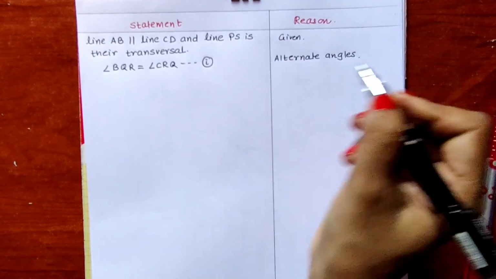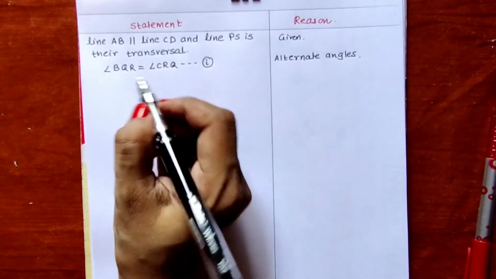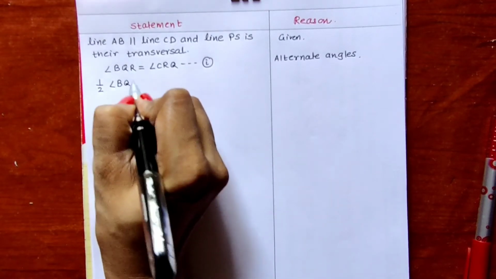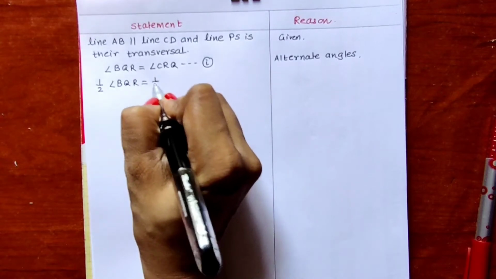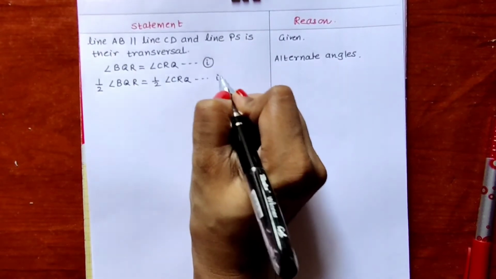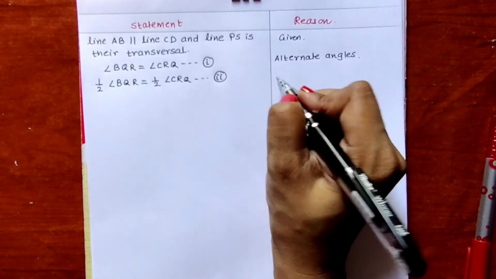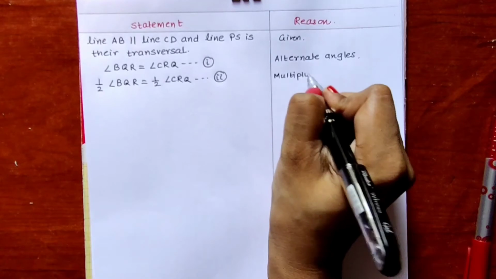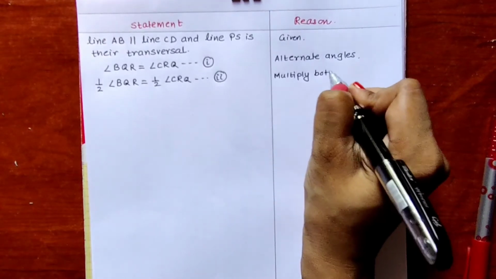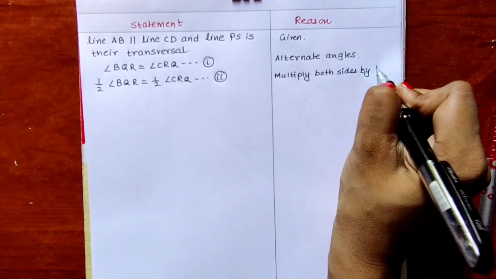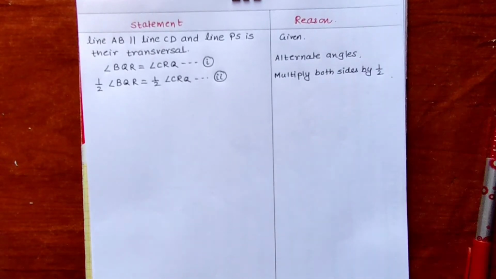Now see what I am going to do. I will multiply both sides by half. Half angle BQR is equal to half angle CRQ. This will be my second statement. The reason for this statement is multiply both sides by 1/2. Now we will be using the property of angle bisector.